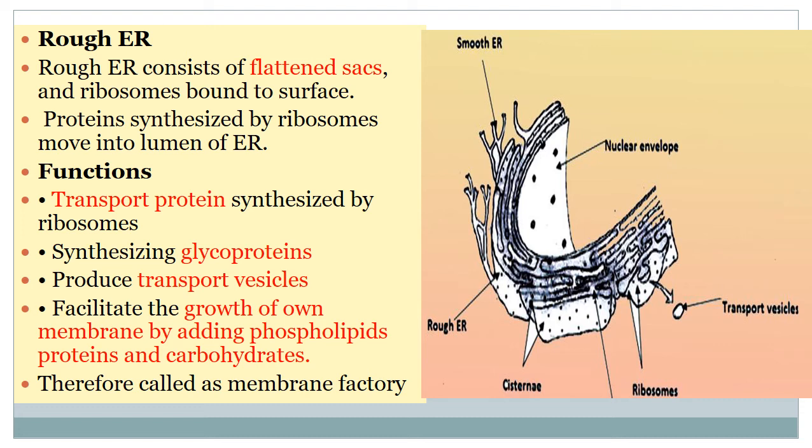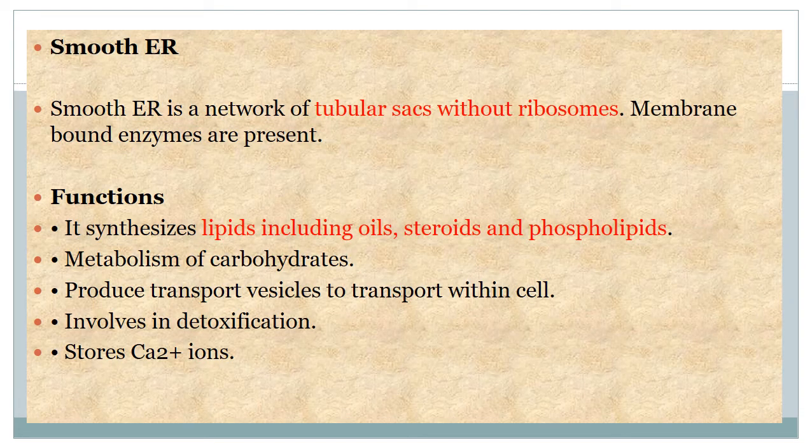Therefore, it is a membrane factory. Smooth ER is a network of tubular sacs without ribosomes. Membrane bound enzymes are present. Functions: synthesizes lipids including oil, steroids and phospholipids. Metabolism of carbohydrates. Produce transport vesicles to transport within the cell. Involved in detoxification and stores calcium ions.